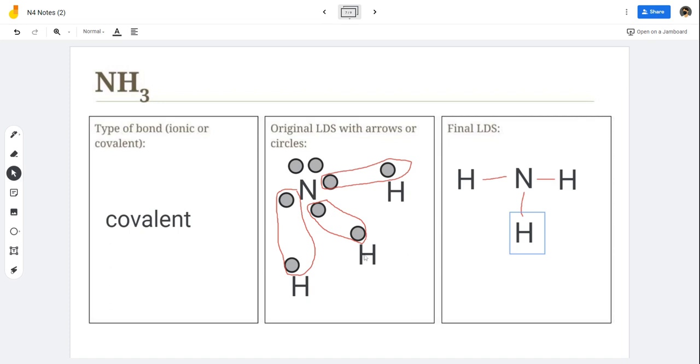All of the electrons that are on the hydrogen atoms are inside of red circles, so we don't have to represent them in our final. The nitrogen has 2 electrons that are outside. So that's our final Lewis dot structure for this molecule.